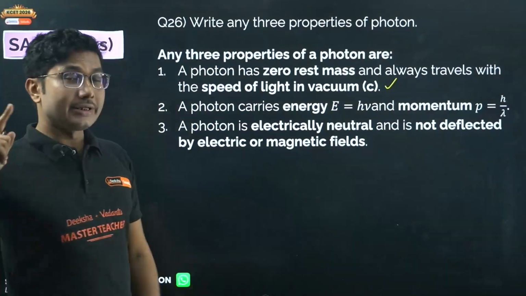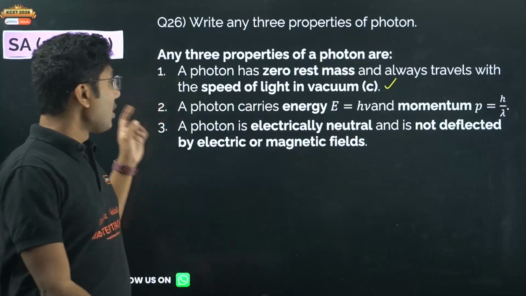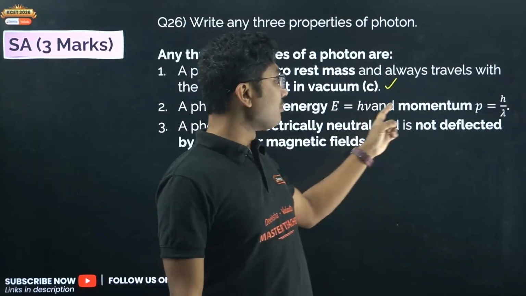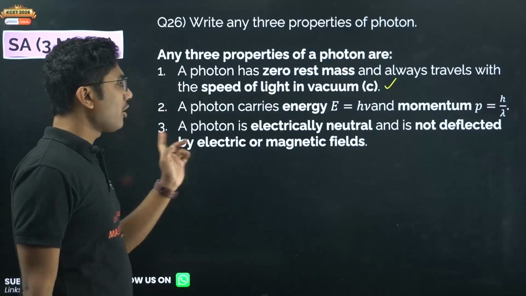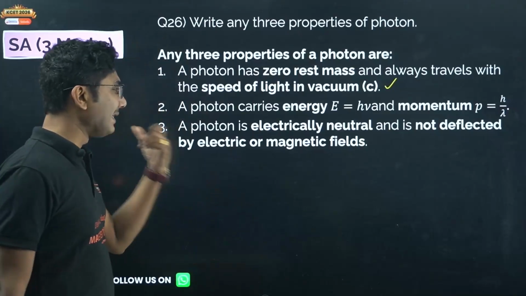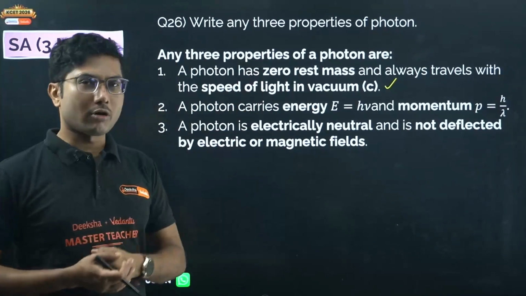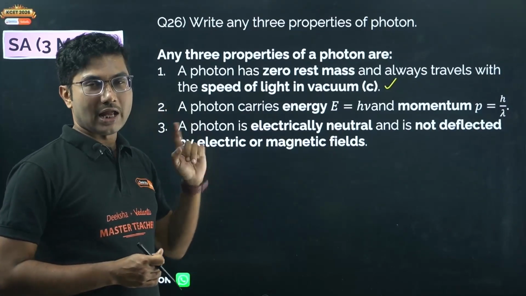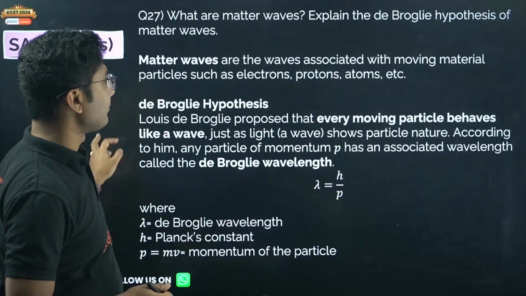Even though it is a photon, it is traveling at a very high speed, the same speed of light. A photon carries the energy E equals h nu and momentum p equals h by lambda. Okay, a photon is electrically neutral and is not deflected by any electric or magnetic fields. Okay, so these are the three properties of photon. All of them are very, very important. Don't forget them. It also came one time in a previous year paper as well. So you have to prepare this question as well.